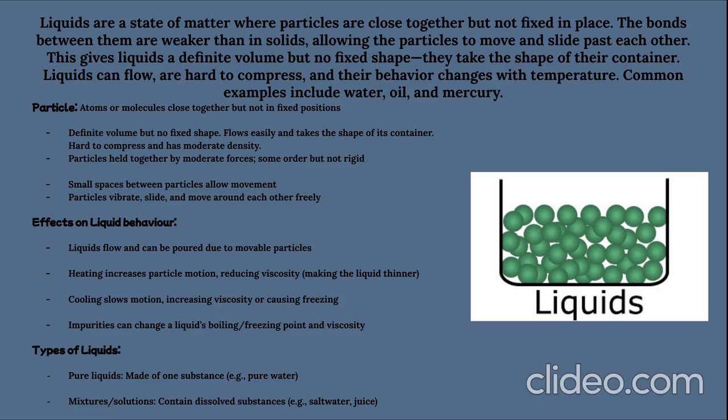Because of this, liquids can flow and be poured easily. When heated, particle motion increases, reducing viscosity and making the liquid thinner. When cooled, motion slows, increasing viscosity or causing freezing. Impurities can alter a liquid's boiling or freezing point and its viscosity. There are two main types of liquids: pure liquids, made of a single substance, like pure water, and mixtures or solutions, which contain dissolved substances, like salt water or juice.